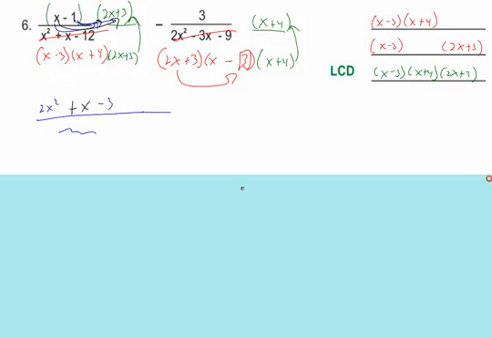Let's do the right. I'm going to do the right in green this time. Negative 3 times an x is a negative 3x. And negative 3 times a positive 4 is a negative 12. Now I've got to add the numerators. I've got to add up all the common like terms in the numerator. So I end up at 2x squared minus 2x minus 15 all over x minus 3, x plus 4, 2x plus 3.